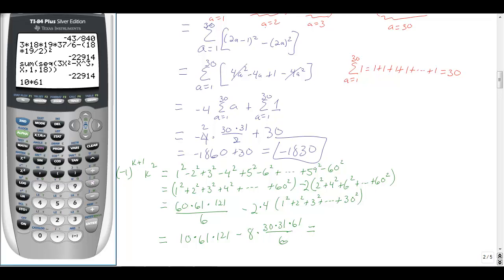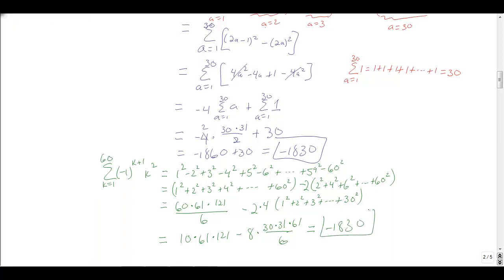10 times 61. Okay, that's 610 times 121 minus 8 times 30 times 31 times 61 divided by 6. And that spits out not what we want here. Let's see, what went wrong here? Oh, it shouldn't be 12, it should be 121. So maybe nothing went wrong other than I typed things into the calculator wrong. There's our negative 1830. Okay, so that spits out a negative 1830. Get the answer that way as well. So two different methods have a little bit different feel to them. Both are a little bit more creative when you've got those negatives. They're both nice things to be able to use later on when we manipulate series more towards the end of Calc 2.